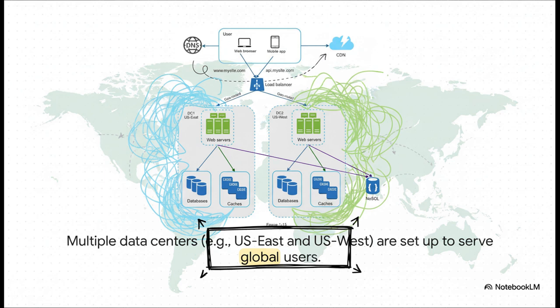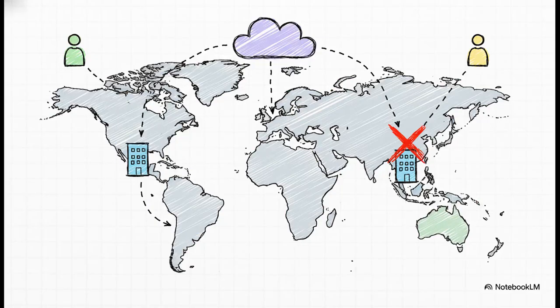We might have one complete copy of our system on the US East Coast and another identical one on the US West Coast. Each one is a fully functional replica with its own web servers, caches, and databases. And how do users get to the right data center? Well, there's a clever service called GeoDNS.